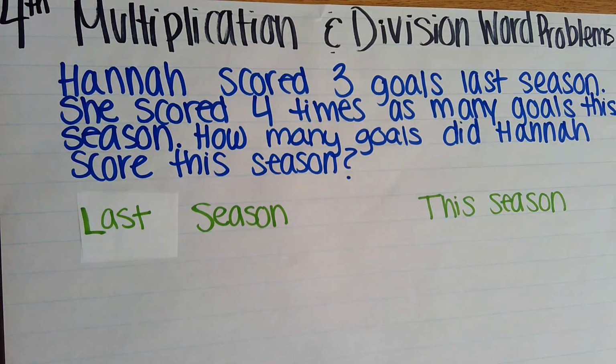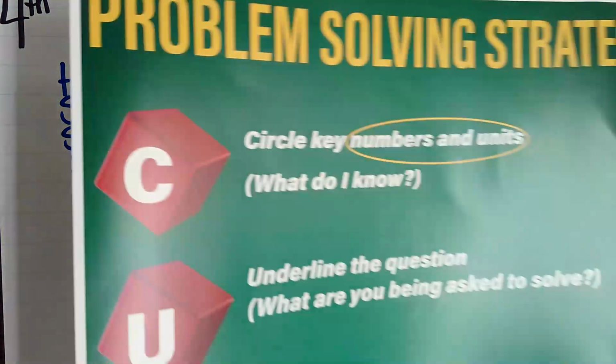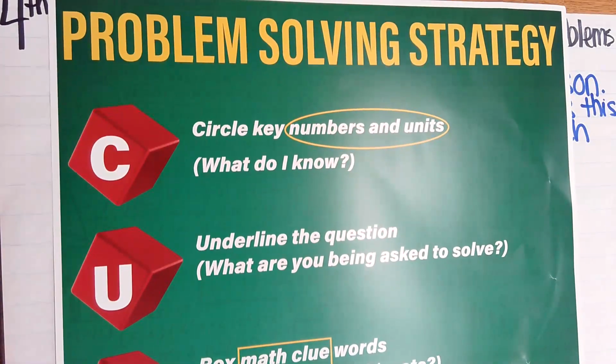In fourth grade, we build off of students' multiplication and division skills, and we take it a step further, and we are working on word problems. So when we work on word problems, we are still using our word problem solving strategy that they have started using in third grade. Our acronym for this strategy is CUBES.